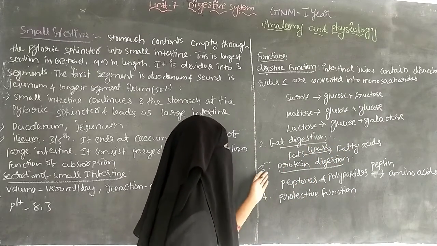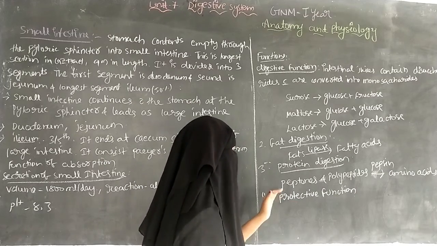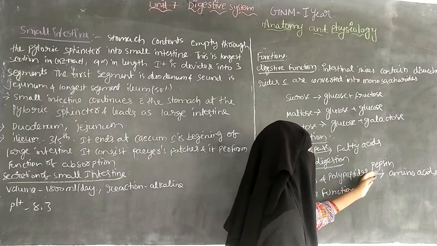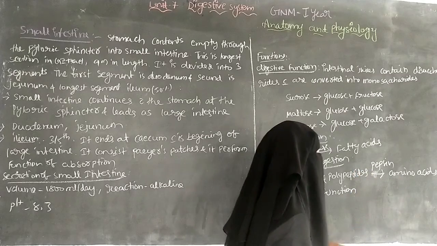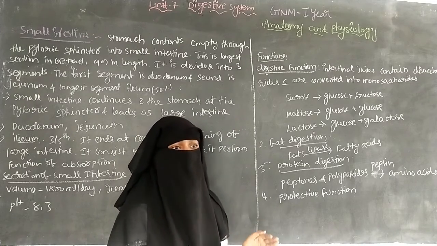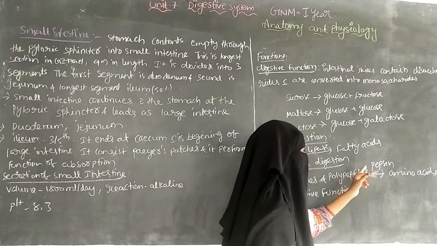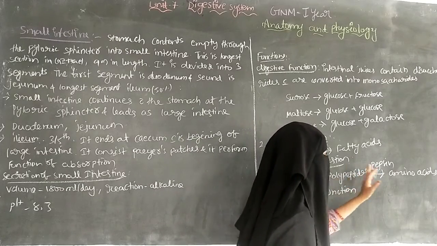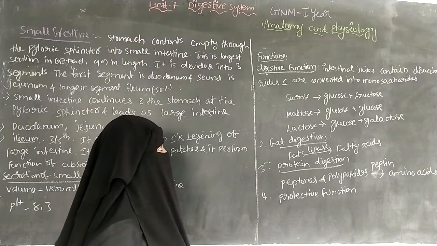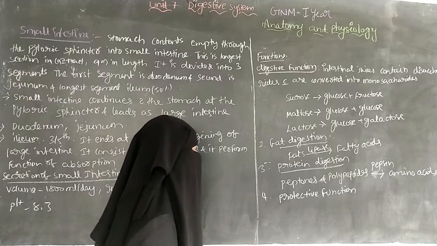The next one is protein digestion. Protein digestion involves peptones and polypeptides, which by the pepsin enzyme are converted into amino acids. The small intestine helps in protein digestion, that is, of peptones and polypeptides, which are converted into amino acids. So the functions include the digestive function, fat digestion and protein digestion.